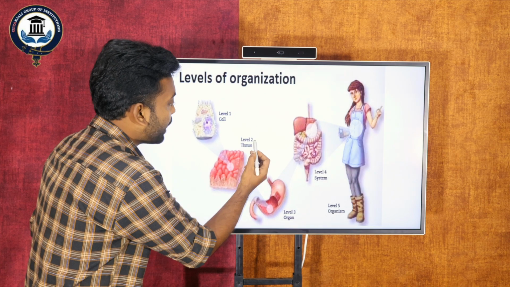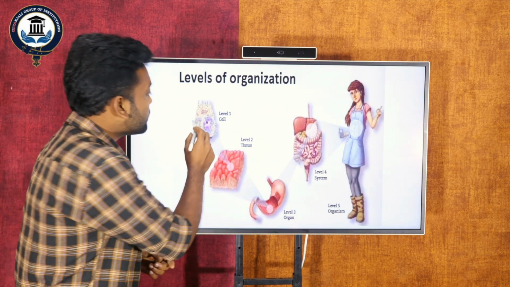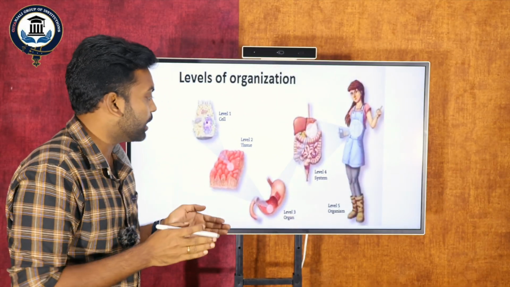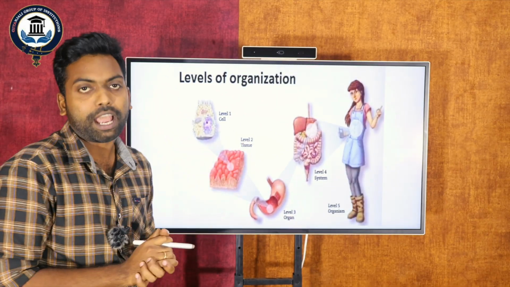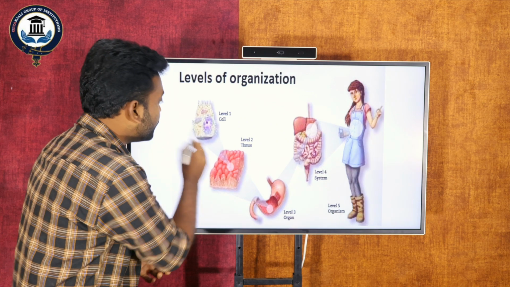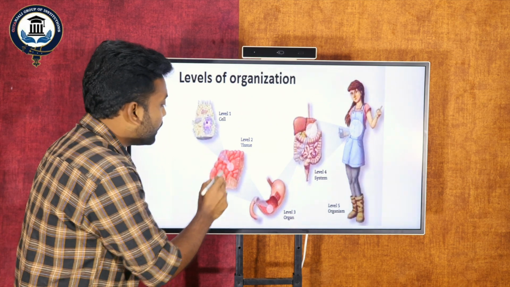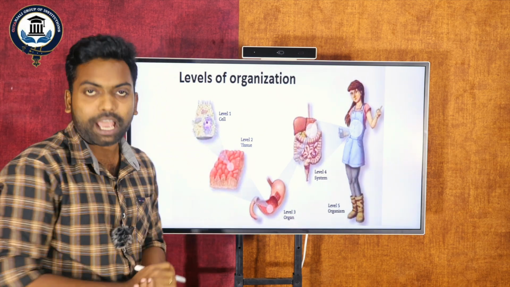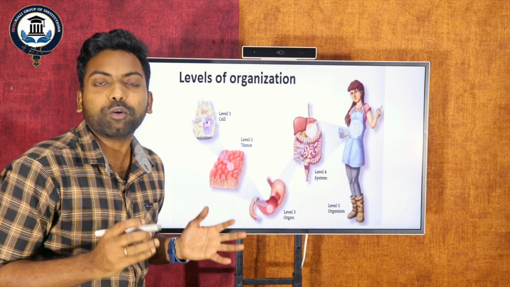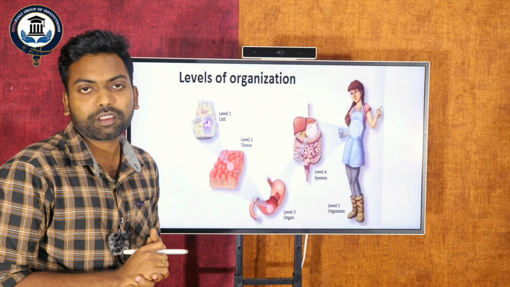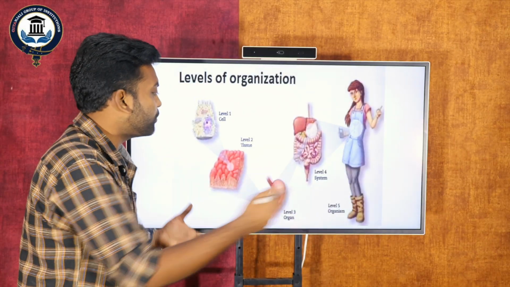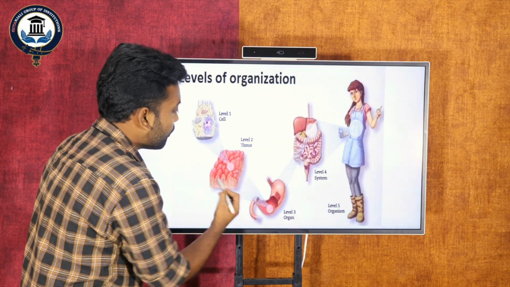Let us see the second one, level 2. When a group of cells comes together, tissue is formed. So this is the unit of the organism. When a group of cells combines together, tissue is formed. We have different kinds of tissues, like cardiac tissue and so on. So this is level 2.